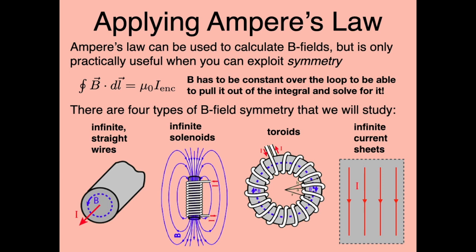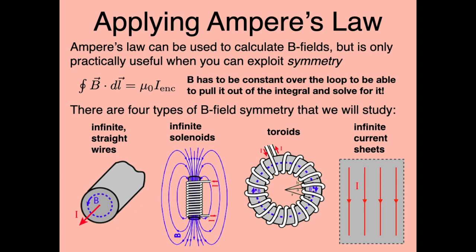So if you think about why that is, remember Ampere's law says we integrate B dot dl over some path, and that equals mu naught times I enclosed. If my goal here is to solve for the B field, I'm going to have to be able to pull it out of the integral if I'm going to solve for it. Okay, so only if your B field is really highly symmetric can you actually pull B out of the integral and solve for it. So there are 4 cases that we're going to look at.